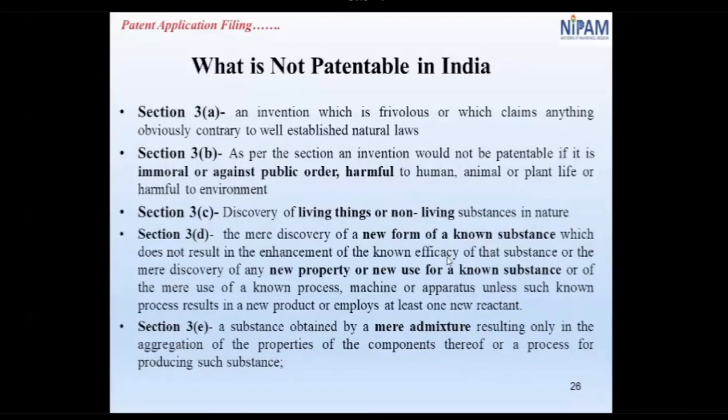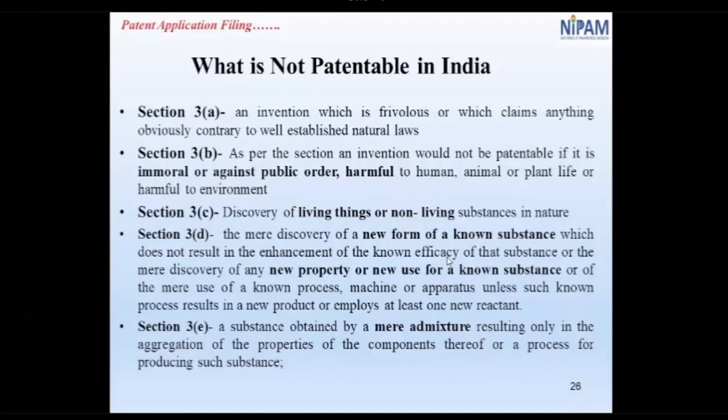Okay, so let's go to Section 3E. Section 3E says: a substance obtained by mere admixture resulting only in the aggregation of the properties of the components thereof, or the process for producing the substance. One example: turmeric is quite known for wound healing, meaning it has anti-inflammatory properties. Neem also, in Indian tradition, is used for various kinds of anti-inflammation. So I will come up with a paste, a drug, or an ointment that consists of the properties of neem.